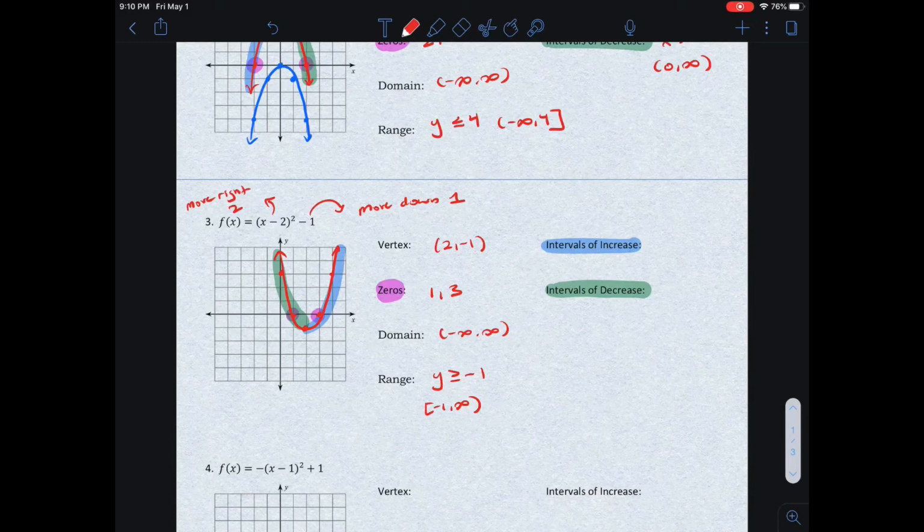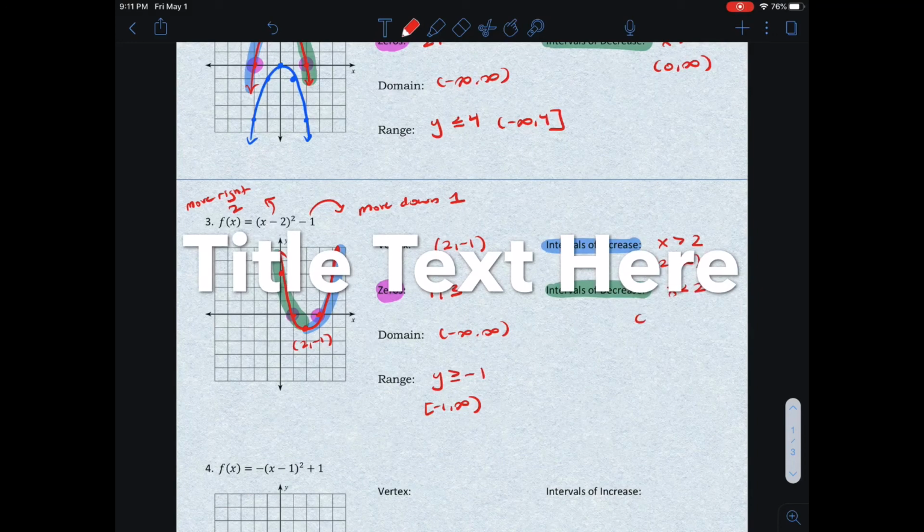So the interval of increase would be x is greater than 2, because if you look at this vertex here, it's at (2, -1). So everything greater than 2 is when the graph is increasing, or 2 to infinity. The graph is decreasing when x is less than 2, which you can write as -infinity to 2.